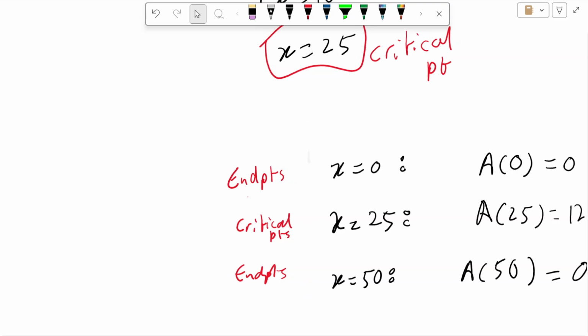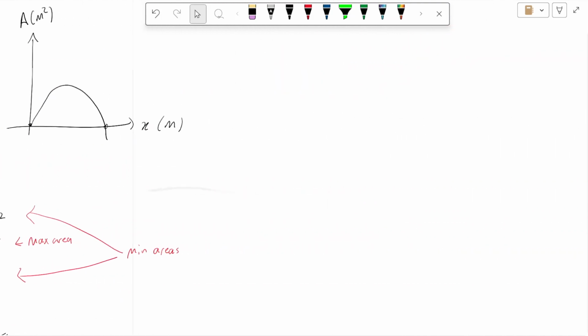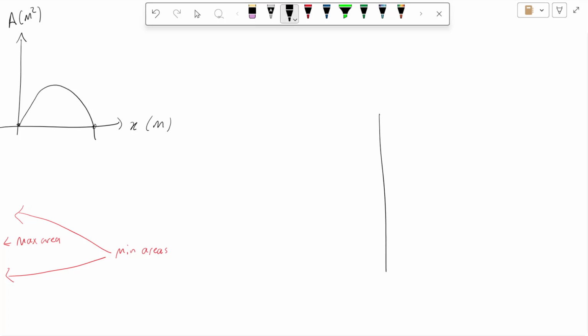And just to be really clear, the reason that you might want to check your endpoints is if you're trying to maximize something, but your function looked like this. Basically, if you'd only checked your critical points there and there, you'd be missing the actual maximum, which is sitting over there on your function. So you just got to be careful about that.